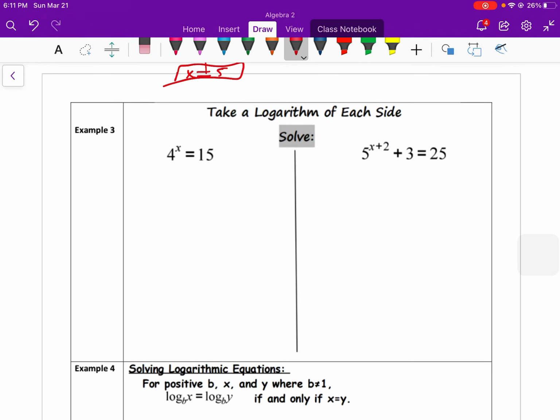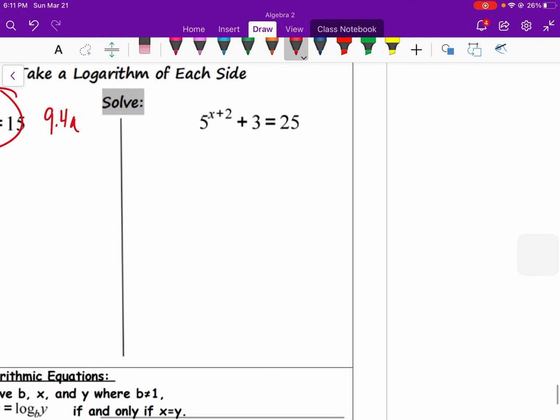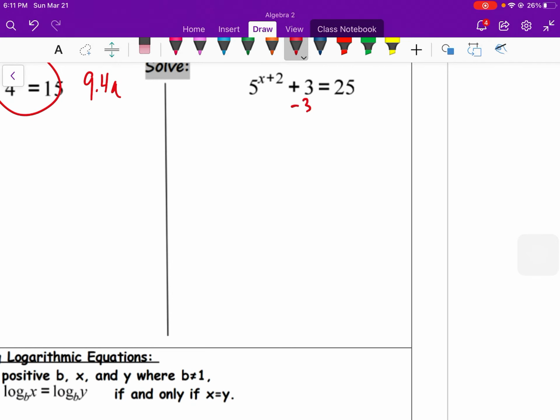This lesson is relatively short compared to the last one because it's really review. This was in 9.4a, this one here, so I'm just going to move on to this next one. Again, inverse operation, so we're going to subtract 3 from both sides. We have 5 to the x plus 2 equals 22. Now we're going to want to take the inverse of exponential. This is an exponent, so we want to take the log of both sides. So it's log of 5 to the x plus 2 equals log of 22.